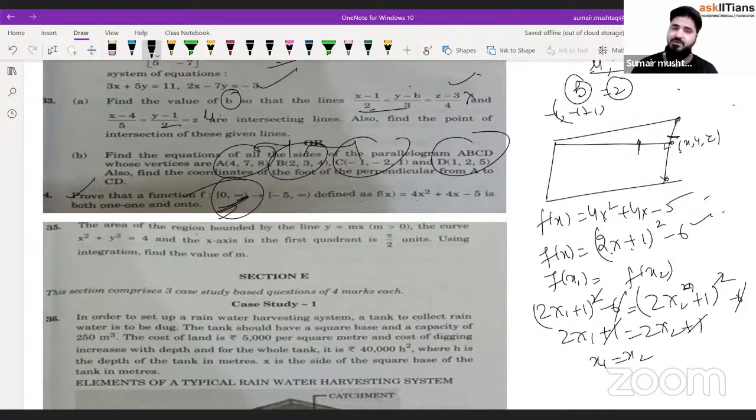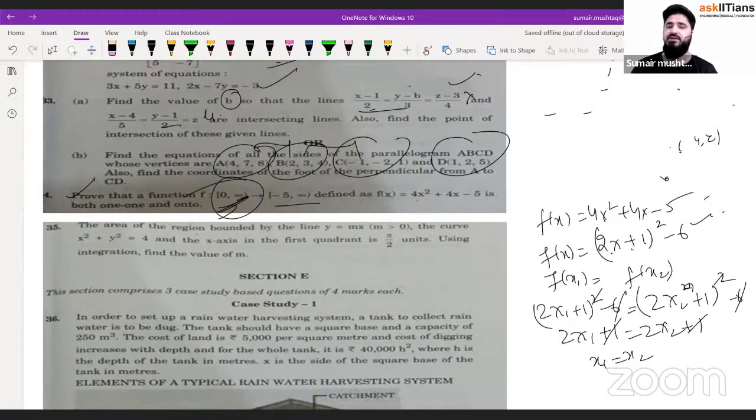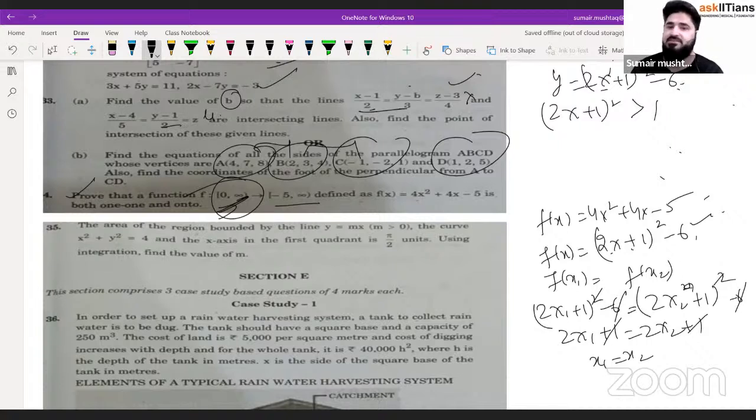Right? Now, what about its range? How to find its range? Does it lie in this region? Yes, obviously. How can you find it? Since you have its coordinates, put that equal to y. So y = (2x + 1)² − 6. You will see that (2x + 1)² is greater than or equal to 1. Simply subtract 6 on both sides: (2x + 1)² − 6 is greater than or equal to 1 − 6, that is −5. The range is [−5, infinity).